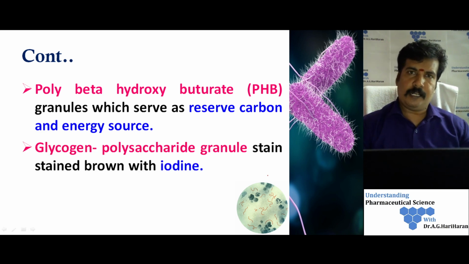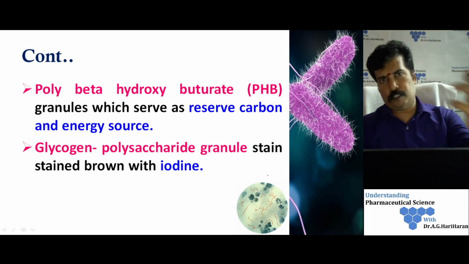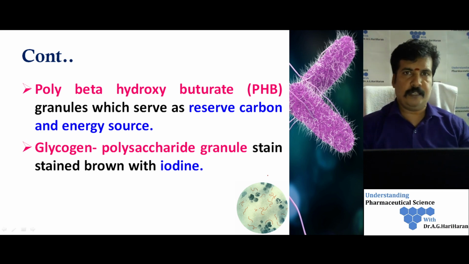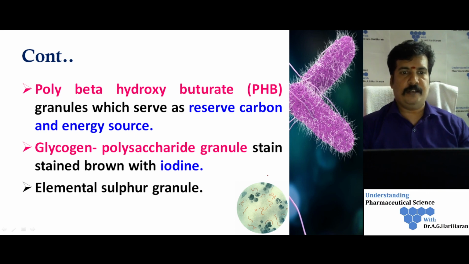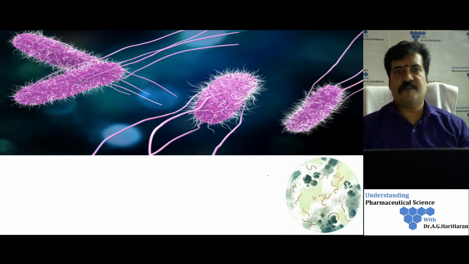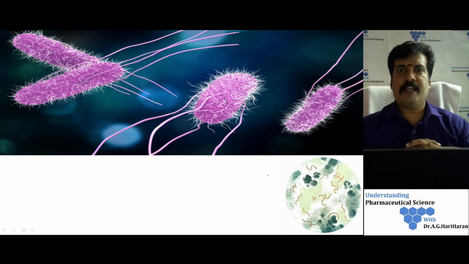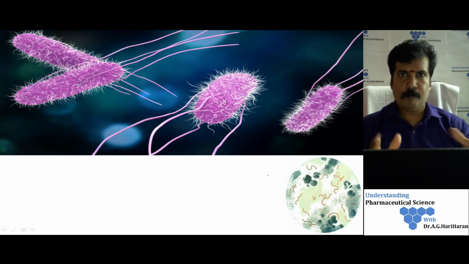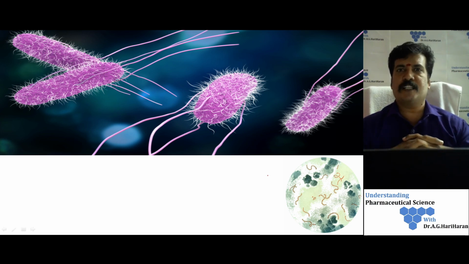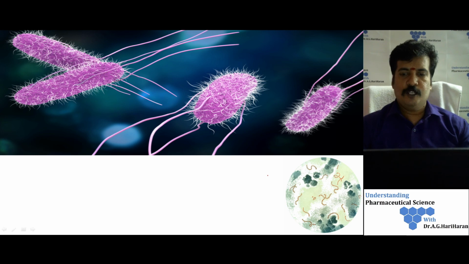Similarly, glycogen is stored as glycogen polysaccharide granules, and it can be identified in a brown color once stained with iodine. Apart from this, elemental sulfur granules are present, and many other storage granules are also present. I think this lecture will be helpful for your in-depth understanding of the internal structure of bacteria. So thank you very much.